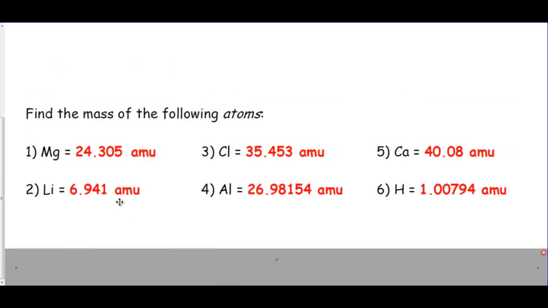Okay, so now that you've had time to look these up, let's double check our answers. Magnesium, the mass is 24.305 AMUs, keep that in mind. Chlorine, 35.453 AMUs, remember, not grams. Calcium, 40.08. Lithium, 6.941. Aluminum, 26.98154. We're using all of the digits. They are significant. And hydrogen is 1.00794.